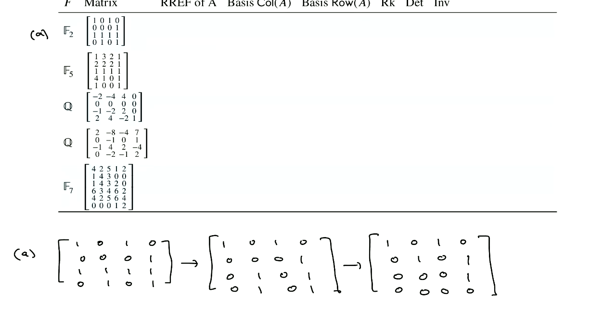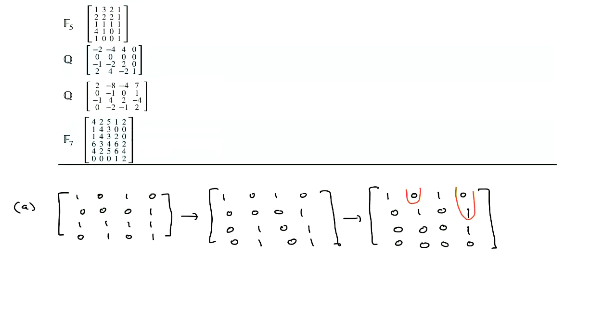We're not completely done yet. We have to kill off all the stuff above leading ones. So that's this and, well, that. So I'll use a multiple of row 3 to kill off that 1 in row 2. And that'll do it for us. So okay, so that's the row reduction. So that's the reduced row echelon form.